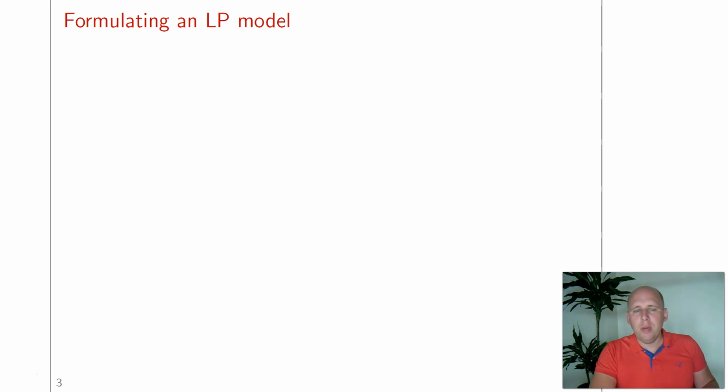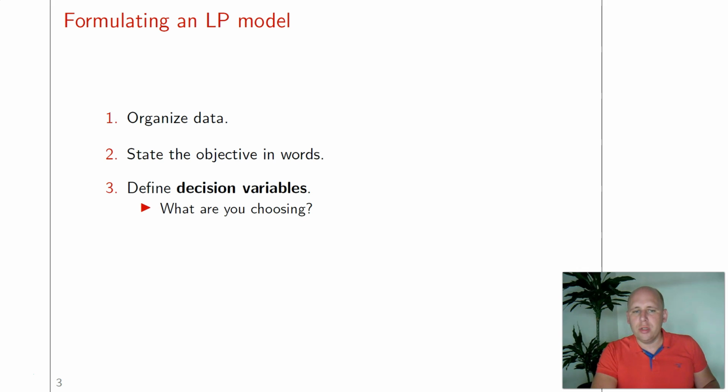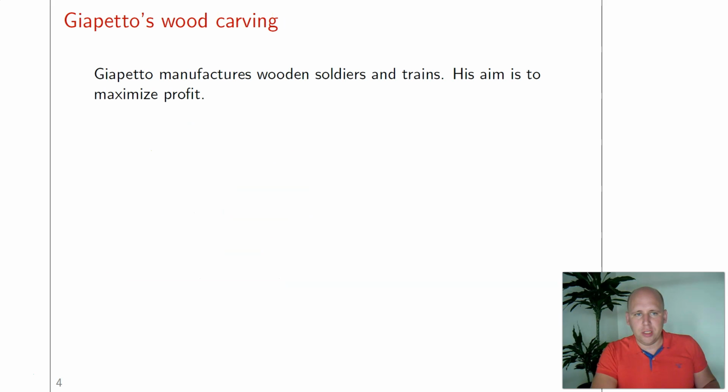If you would like to formulate a linear program, then the first thing is that we organize everything that we have. Then first in words the question is what is the objective, and then corresponding to that we choose the decision variables. So basically what are we choosing? Then we write down the objective function and we also write down the constraints.